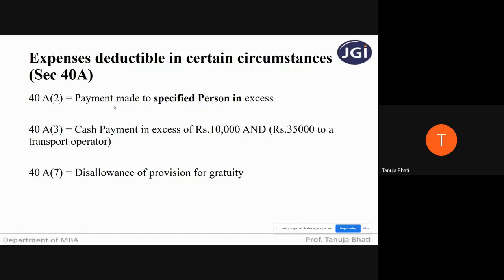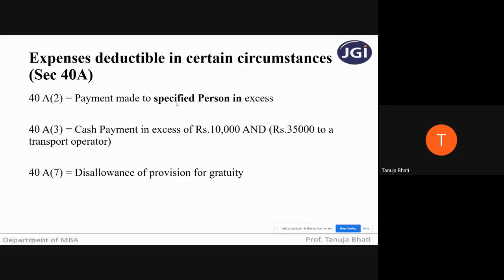Because like this, what will happen, many people will show unnecessary excess payments to their relatives as an expenditure, and they will put it in the debit side of the P&L account, and they will show less profit, and they will pay less tax. So in order to avoid that, what the provision says is, if any payment is made to a specified person.